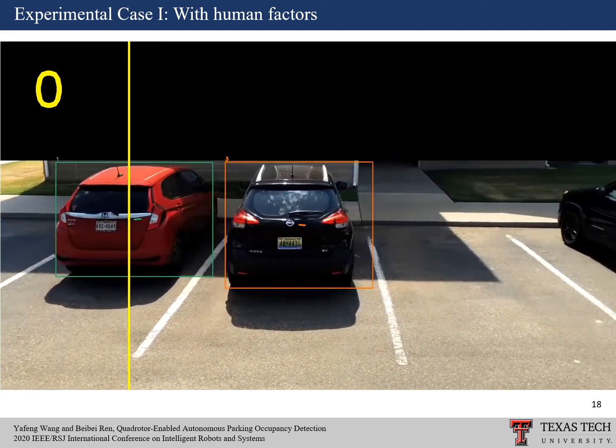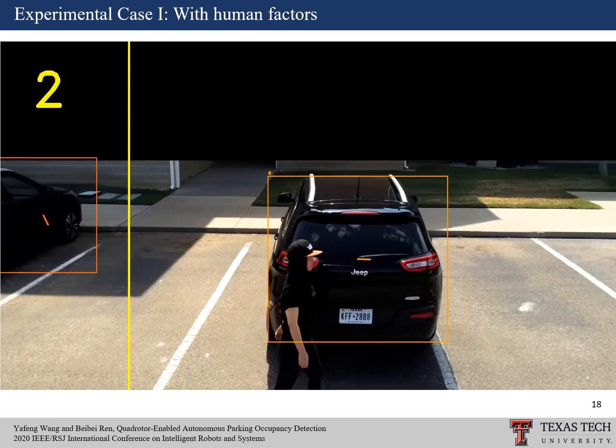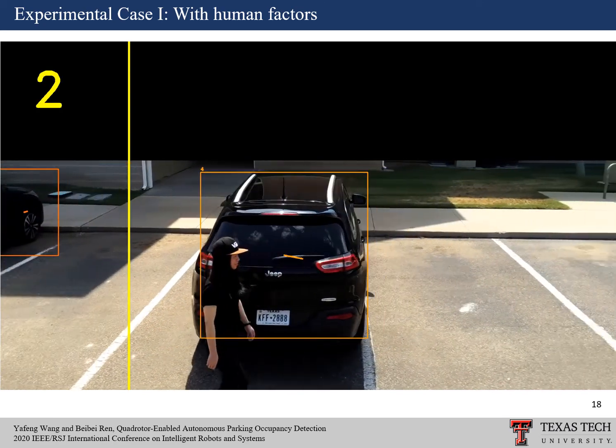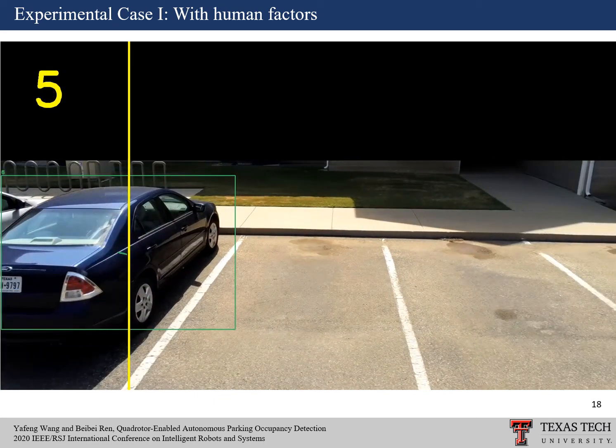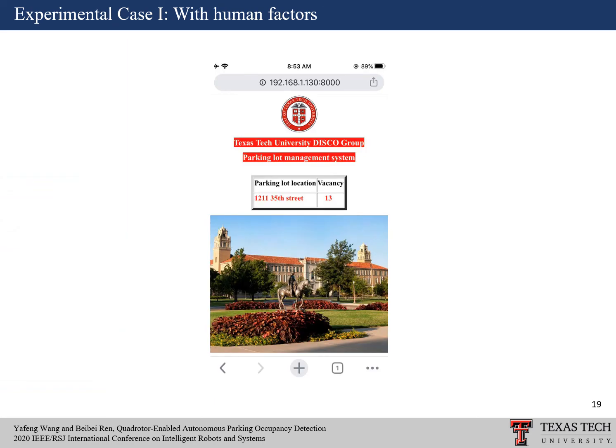As you can see in the video, there's a pedestrian passing by and partially blocking the car. Second, there is a driver coming out and checking their trunk, but our system works well with it. This picture shows the result from the mobile device end. The vacancy information is 13, which is correct.